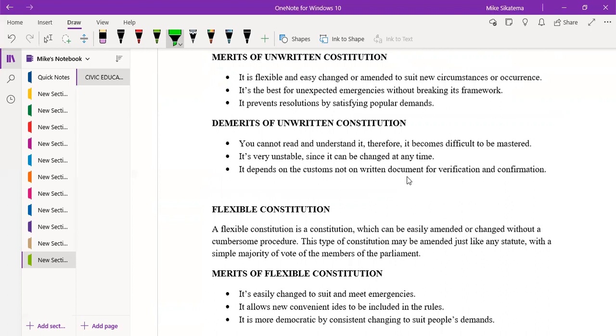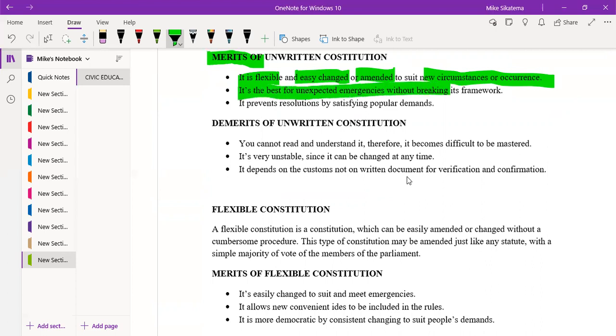So the good part about an unwritten constitution, so you have to know the merits of an unwritten constitution, is that it's flexible and easily changed or amended to suit new circumstances or occurrences. Like for example, a civil war, a state of emergency, where people are not happy with how they are treated. We can have some form of flexibility where certain rules within the constitution can actually be altered. It's best for unexpected emergencies without breaking its framework, like war, like I mentioned.